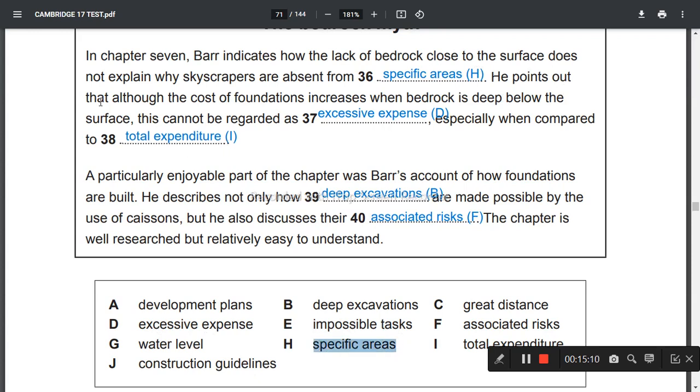He points out that although the cost of the foundations increases when bedrock is deep below the surface, this cannot be regarded as excessive expense. D. He points out that, especially when compared to total expenditures. I.